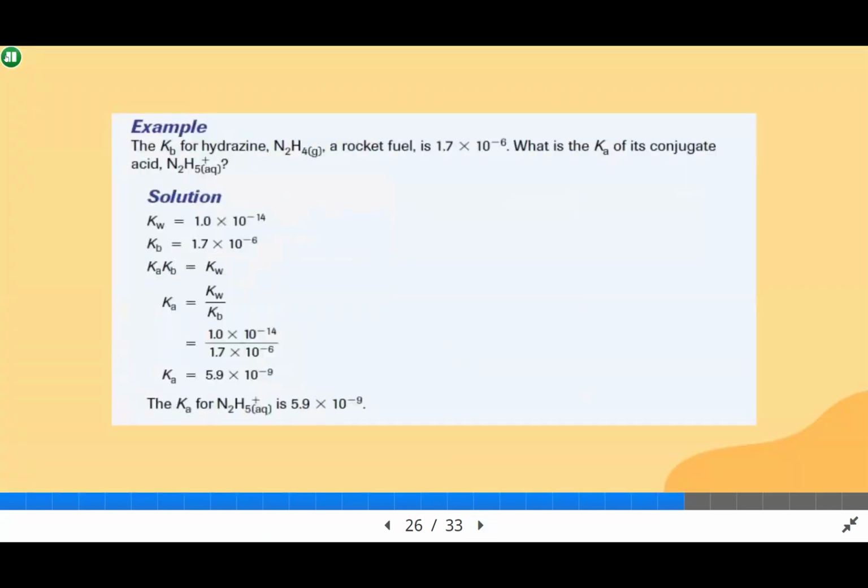Looking at another example here, a very similar thing. You can go through this one a little bit on your own. The Kb for hydrazine is 1.7 times 10 to the negative 6. What's the Ka of its conjugate acid? We know Kw is always 1.0 times 10 to the negative 14. In this case, our Kb is given. It's the 1.7 times 10 to the negative 6. So we rearrange our formula to find Ka.